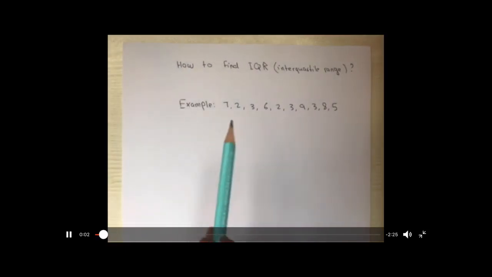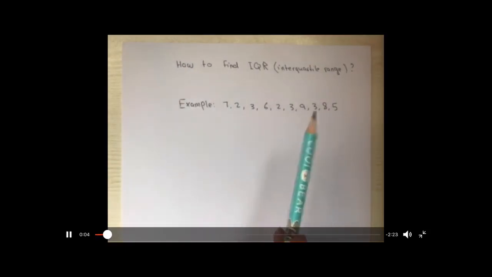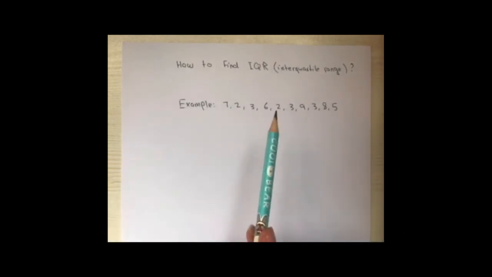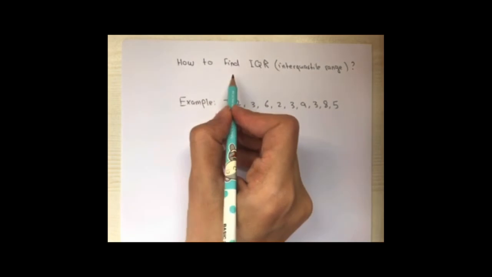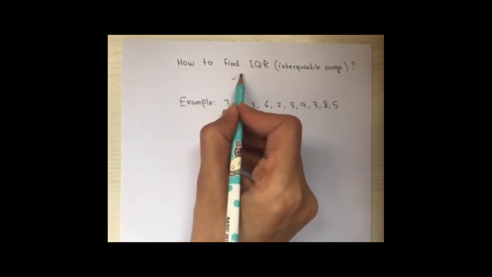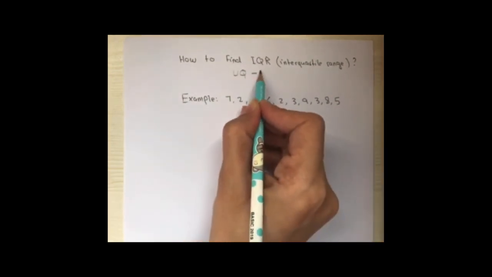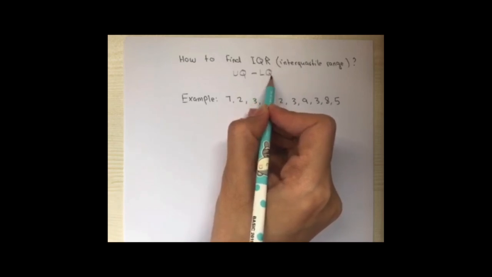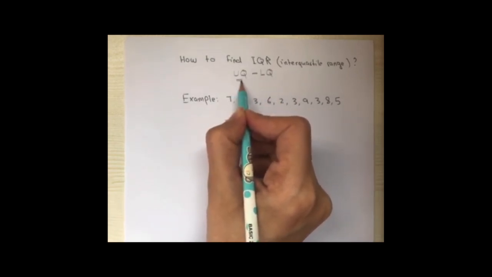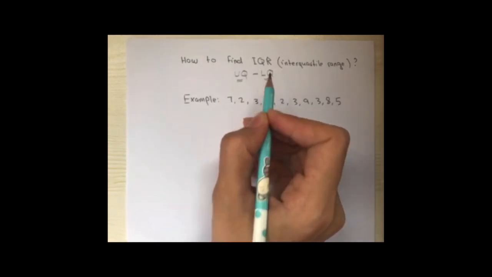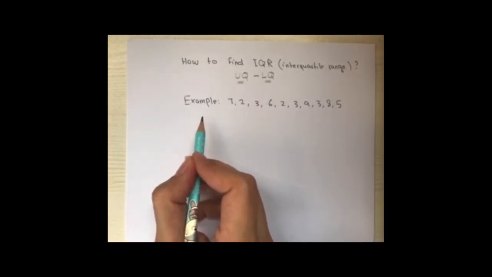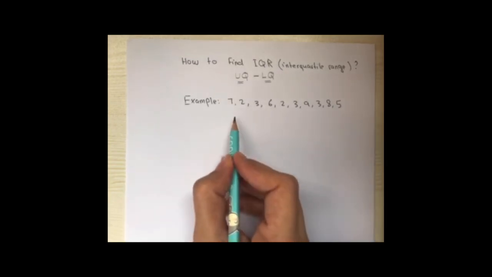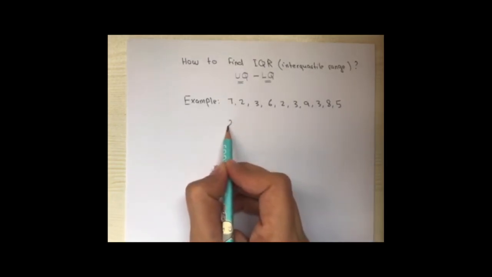How to find the IQR or the interquartile range? To find the interquartile range, we have to subtract the upper quartile, UQ, minus the lower quartile, LQ. So first we have to find the UQ and the LQ. And we explained before how to find them. We have to order the numbers first from least to greatest. So we will order them first.